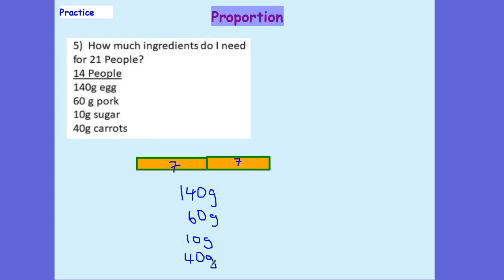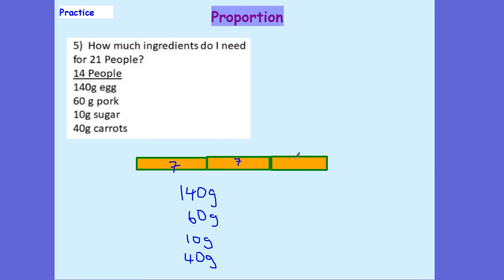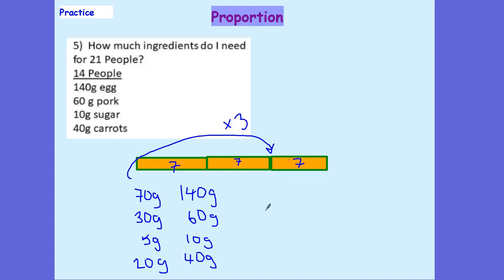I could notice that 21 is just 3 lots of 7. So what I could do is I could divide all of these by 2, which tells me how much I need for 7 people. And then multiply by 3 to work out how much I need for 21 people.